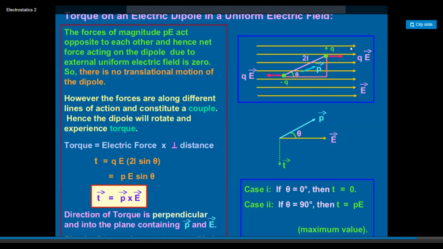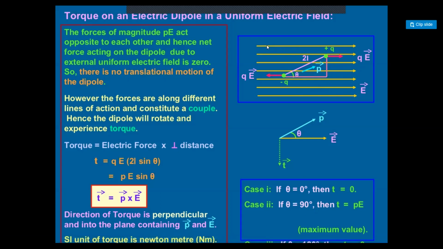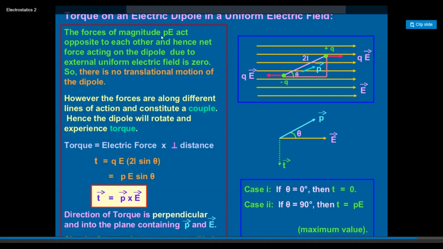Now what is the resultant force? The resultant or net force acting on the system is 0. The forces of magnitude PE act opposite to each other, and hence the net force acting on the dipole due to the external uniform electric field is 0. So there is no translational motion of the dipole.